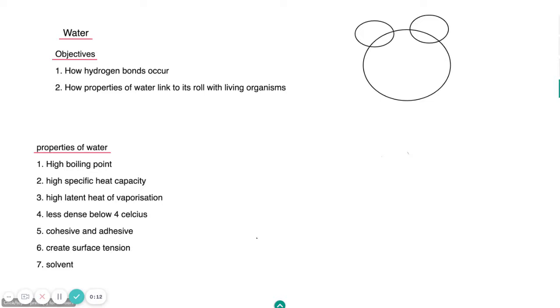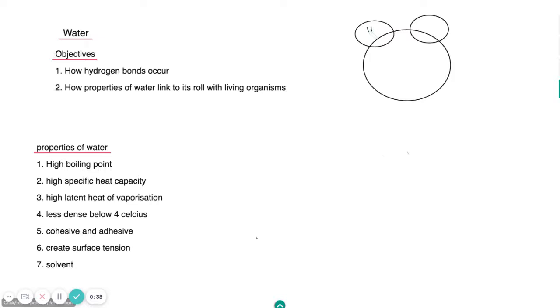So we're going to look at how it's been bonded together, the hydrogens and the oxygens, the covalent bonds, and how that causes the molecule to be polar, and how those polar properties apply to living organisms, because this isn't chemistry, this is biology as well. So it's a bit of a recap on GCSE chemistry.